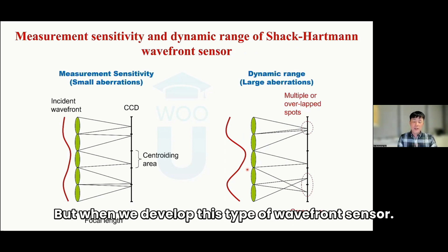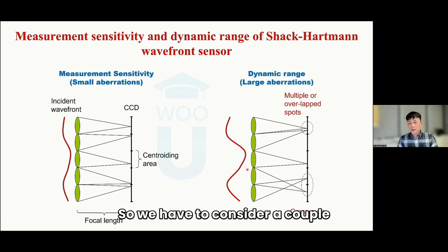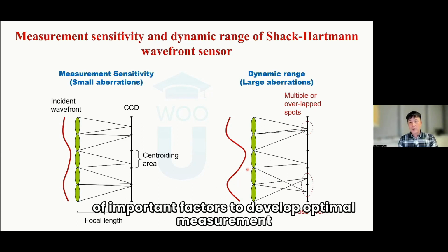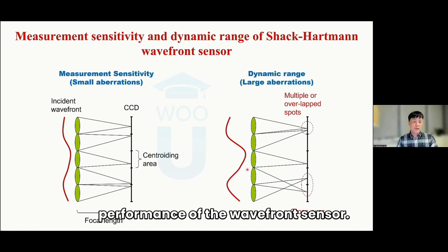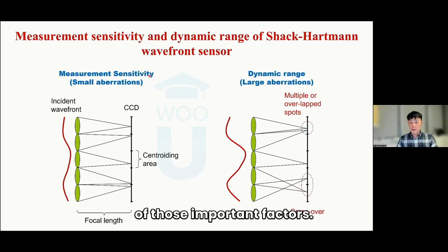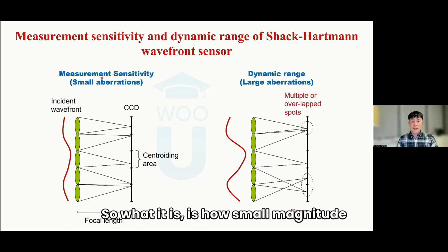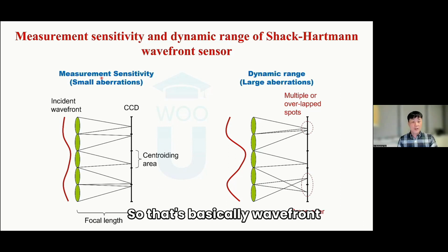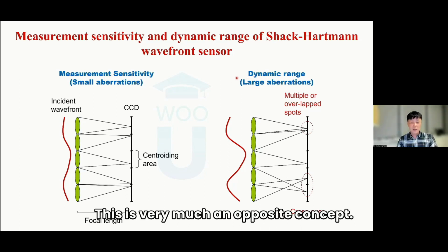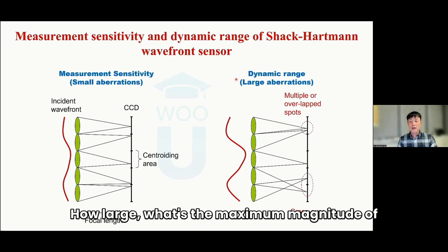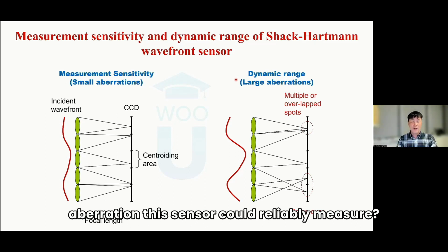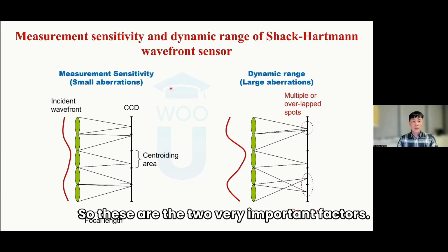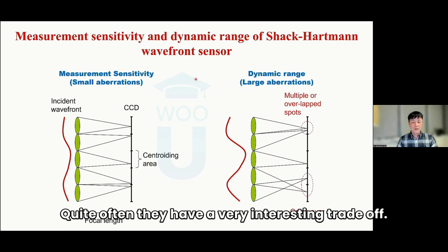But when we develop this type of wavefront sensor, we have to consider a couple of important factors to develop optimal measurement performance. Measurement sensitivity is one of those important factors: how small a magnitude of aberration this wavefront sensor can measure. So that's basically wavefront measurement sensitivity. The other important factor is the dynamic range. This is very much an opposite concept: what's the maximum magnitude of aberration this sensor could reliably measure? These are the two very important factors.